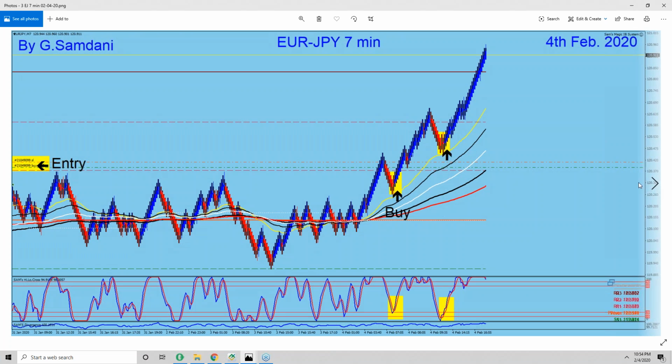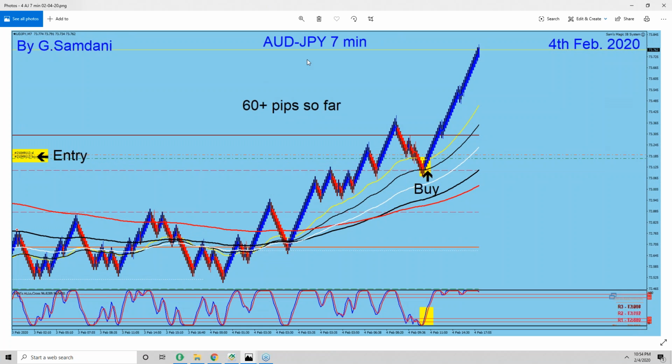This is pound yen. Here's euro yen. This is my entry, and then it gave another entry, and then all the way up on February 4th. The third trade is Aussie yen. Again, it started to go bullish, boom, and then this is my entry. Here it goes 60 pips from here to here on the 4th, and you can also see that my entries are here. This yellow sign is where you see the buy order, and my SL moved to break even, right? Those are all live trades.